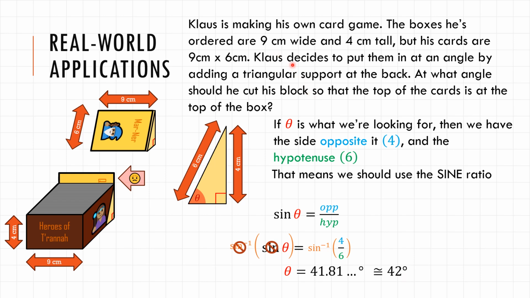So that's helpful for Klaus, right? He knows he can cut his block of wood at a 42-degree angle down here, and that way the hypotenuse, or this side of the block, will be 6 centimeters, so the card will fit perfectly, and this side will be 4 centimeters, so the block of wood will fit perfectly inside his box of his card game, Heroes of Tirana.